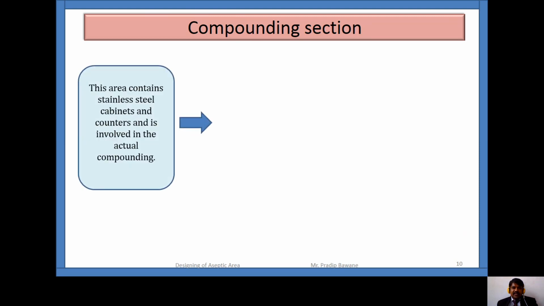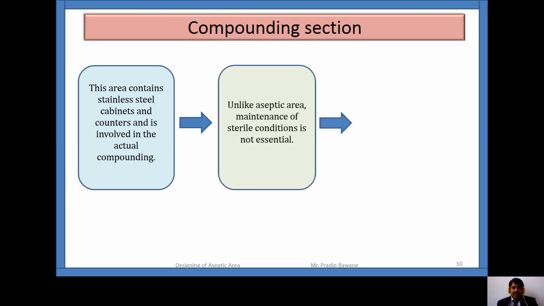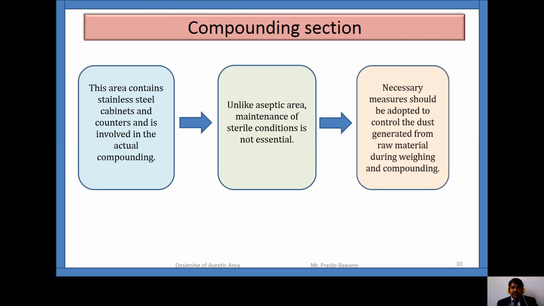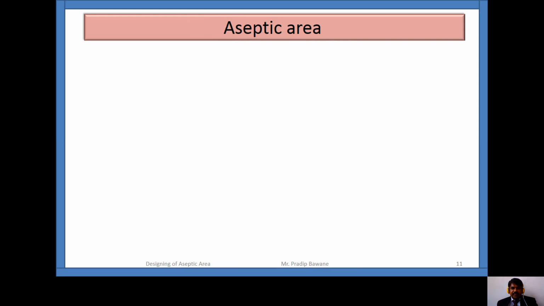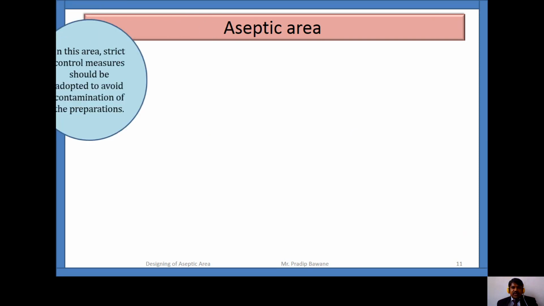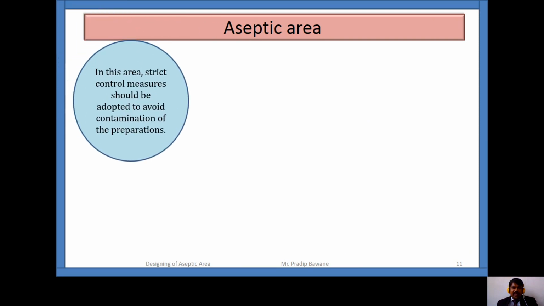This area contains stainless steel cabinet and counter involved in the actual compounding. Unlike the aseptic area, maintenance of sterile condition is not essential in the compounding area, but still we have to adopt necessary measures to control the dust generated from raw material during weighing and compounding. Then the most important area, that is the aseptic area.